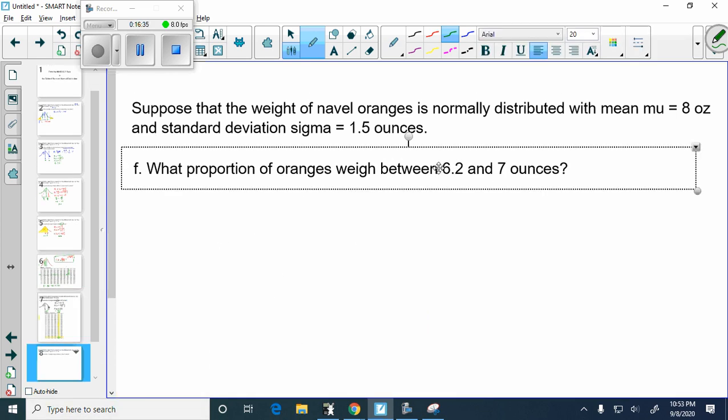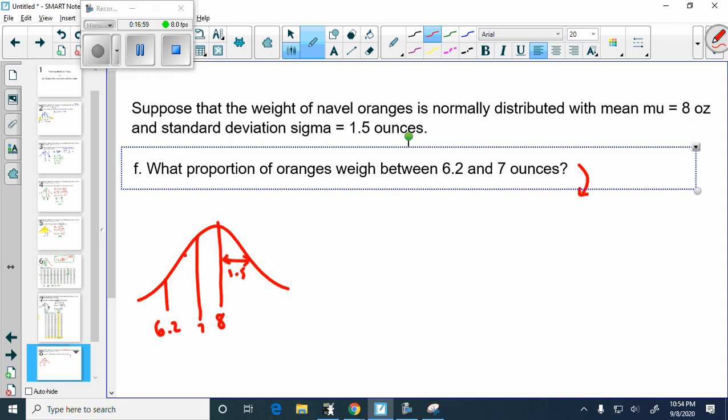What proportion of oranges are between 6.2 and 7? Start with a graph. Translate this into math, standardize it, and use the chart. So the mean is 8, the standard deviation is 1.5, with 6.2 and 7 marked, and that's the area I'm looking for. In math, that looks like this.